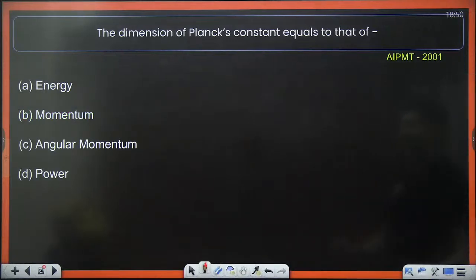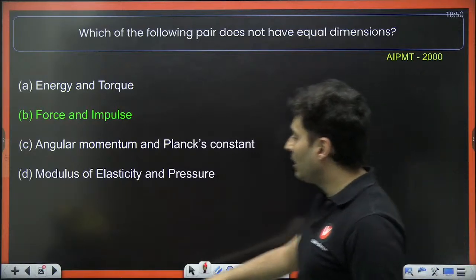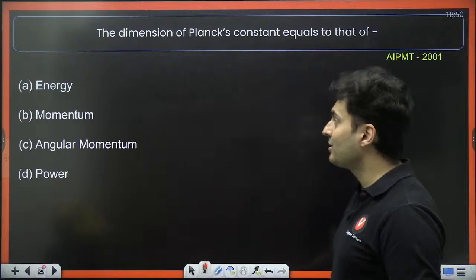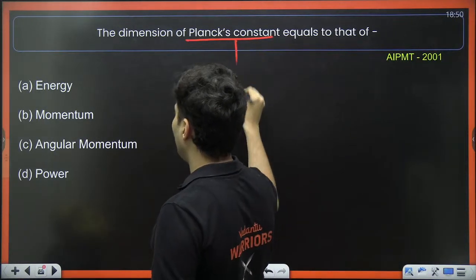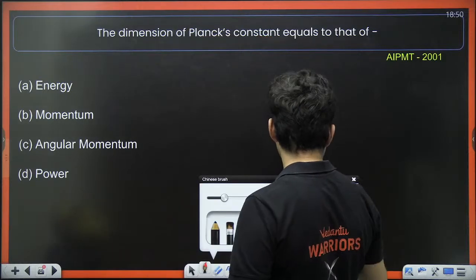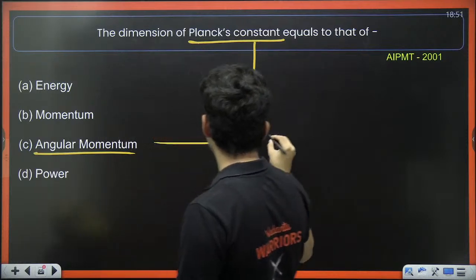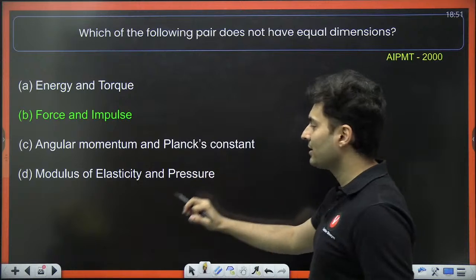The dimension of Planck's constant, I just did this. See, this has been repeated. This was repeated in AIPMT 2000 and also 2001. I mean, they repeated it just next year. The dimension of Planck constant is equal to, we just did this, both are equal. Who? Angular momentum. Planck's constant and angular momentum, they both are equal. We just did it in the previous slide.